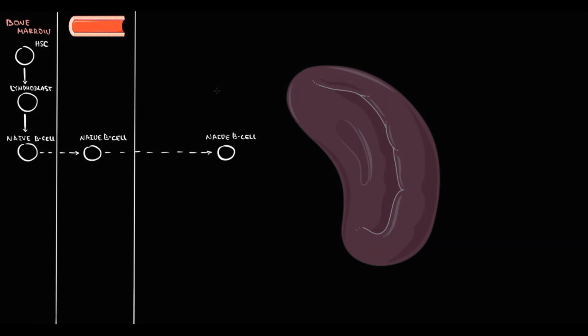From the blood, naive B cell goes into the lymphoid organs. In adult person, the major lymphoid organs are lymph nodes and spleen. So let's take spleen as a lymphoid organ. When naive B cells enter into the spleen, basically they begin to wait for the activation, and activation of naive B cells is triggered by antigen. Let's take for example Staphylococcus aureus.